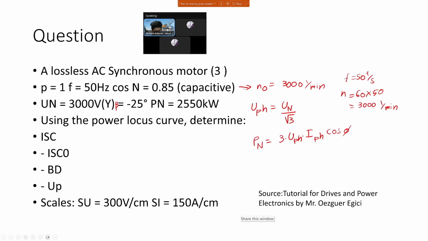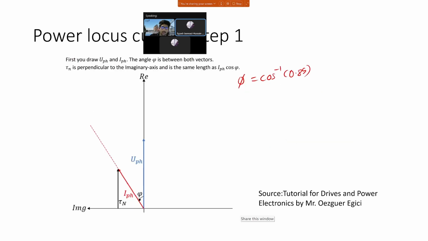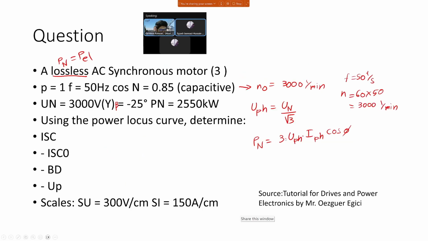So back to business. They have mentioned it's lossless. Usually, nominal power is output power, but here it's lossless. So P nominal equals P electrical. Nominal P is usually output power, mechanical output power, like we discussed. Yeah, but lossless means that it is also the input. Yes. So using the electrical power formula, we can get the phase current.